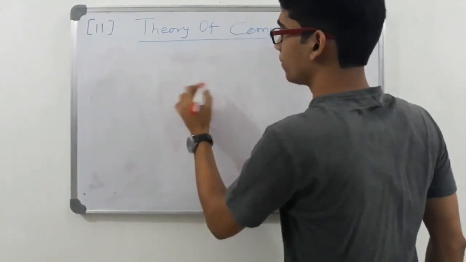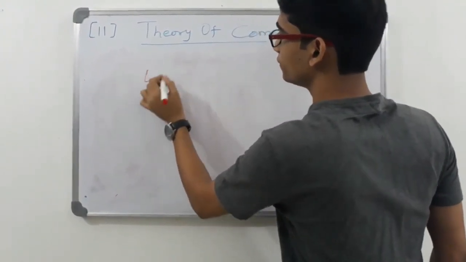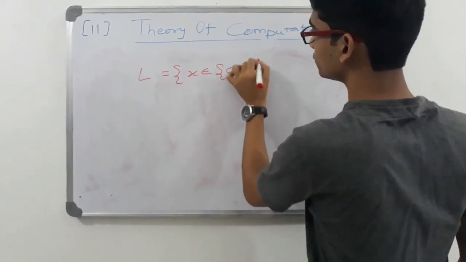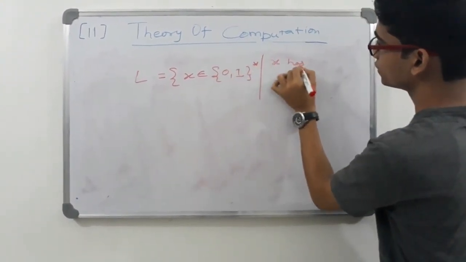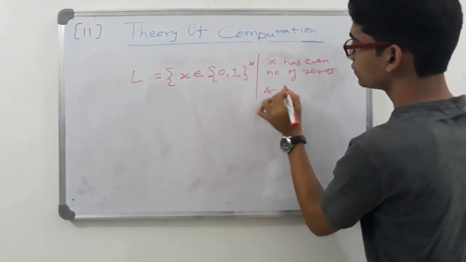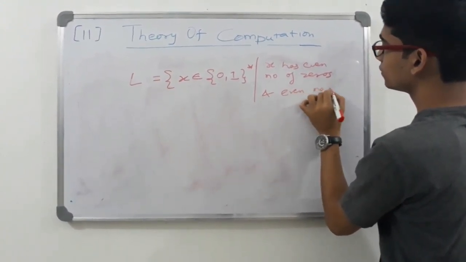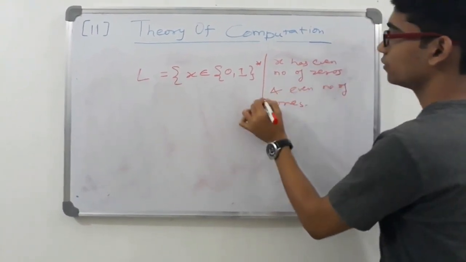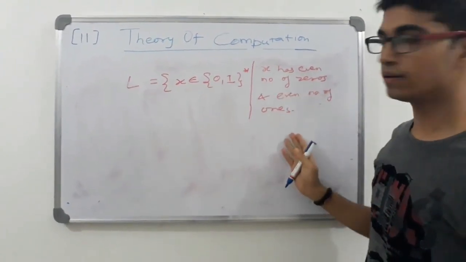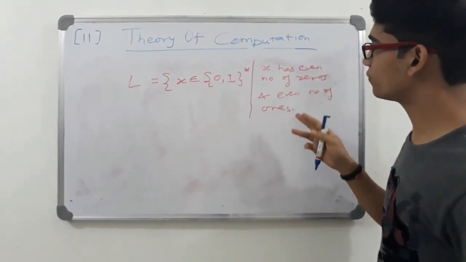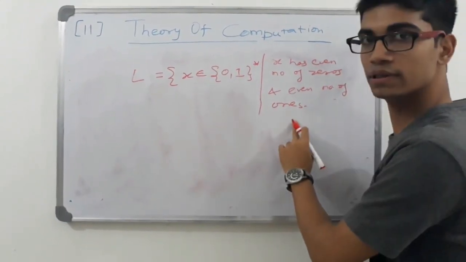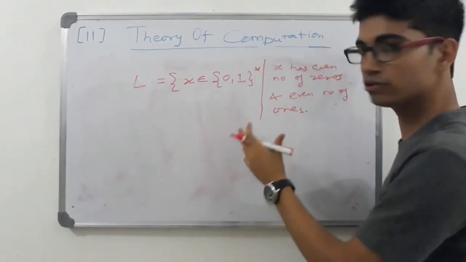Now let me give you a problem. Suppose I define a language L, x belongs to {0,1}*. Okay, so this is a problem, this is a language, and we have to form a model such that x has an even number of zeros and an even number of ones. So we have to form a model according to this language, and then the class of this type of problem will be solved by the model.